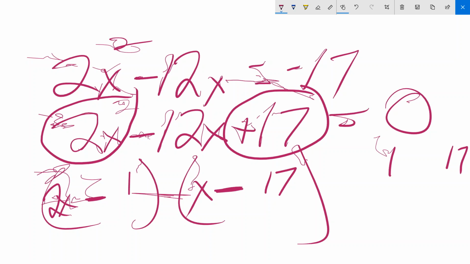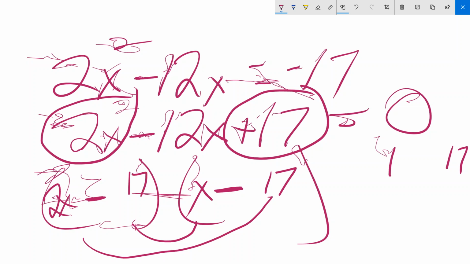Remember, it's the double smiley face that produces the middle term, always. If I draw a smiley face, that's the inside, that's the outside. Multiply them together, add them together, and you get minus 12x. No. Okay, that doesn't work.